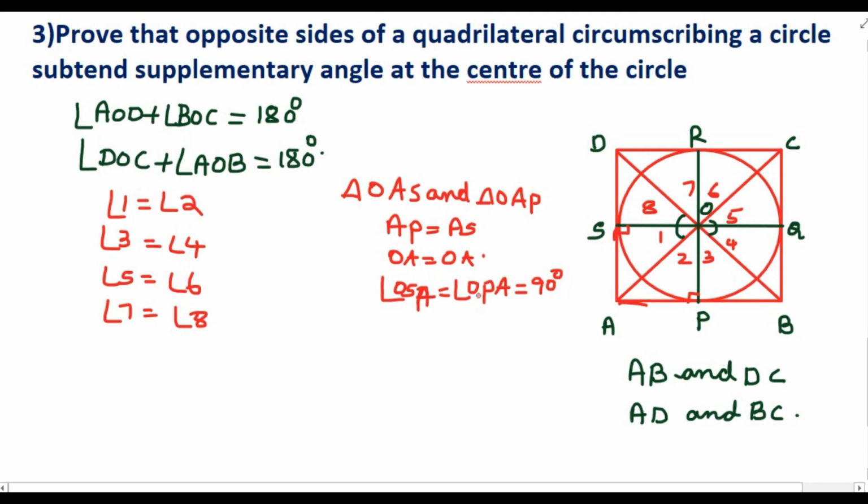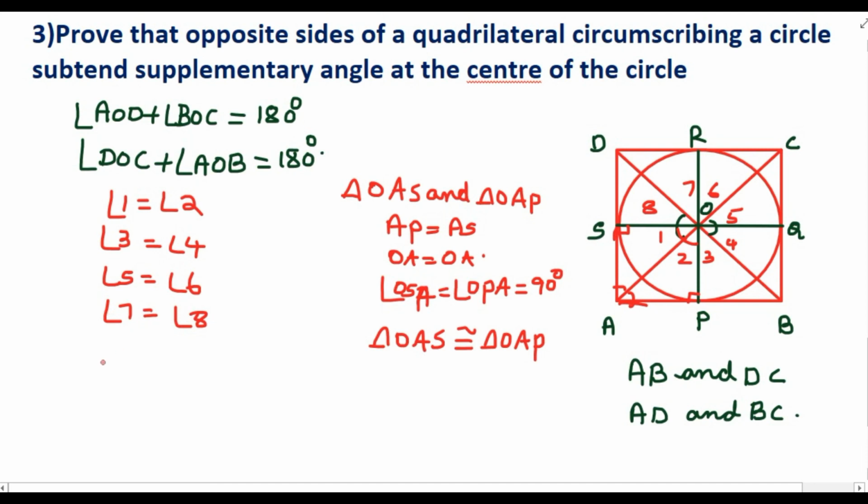So if these two triangles are congruent, then the corresponding angles will also be equal. Therefore, this angle 1 will be equal to this angle, and these two angles are also equal. So already we have proved this. By that I wrote angle 1 equal to angle 2, angle 3 equal to angle 4, angle 5 equal to angle 6, and angle 7 equal to angle 8.